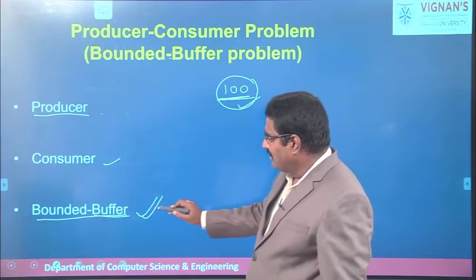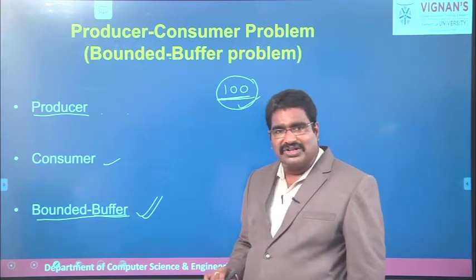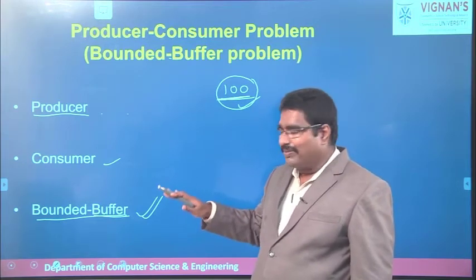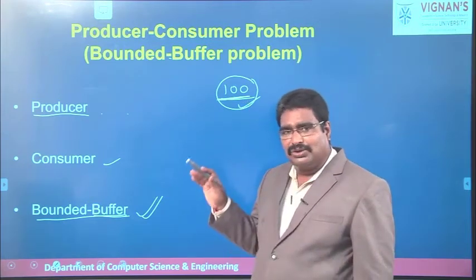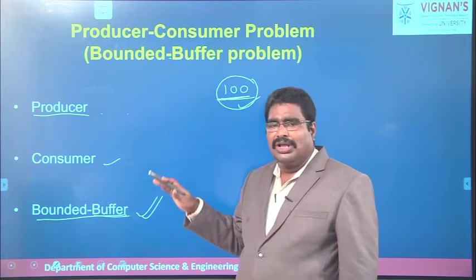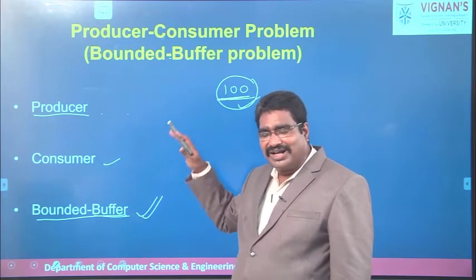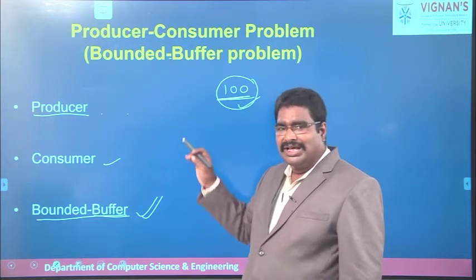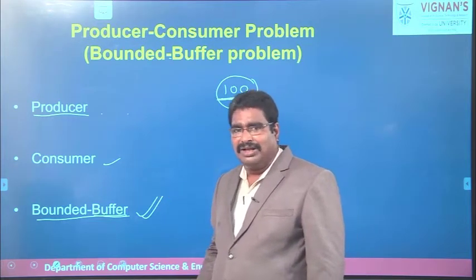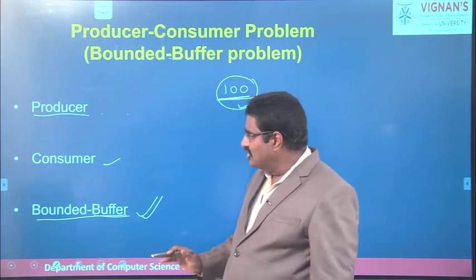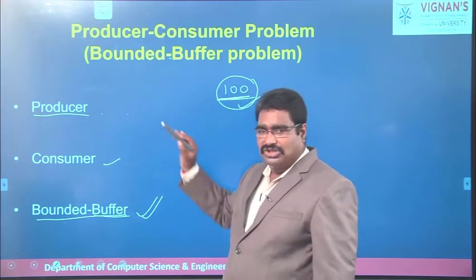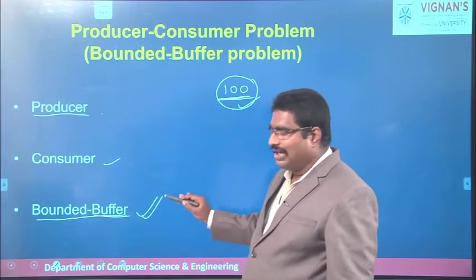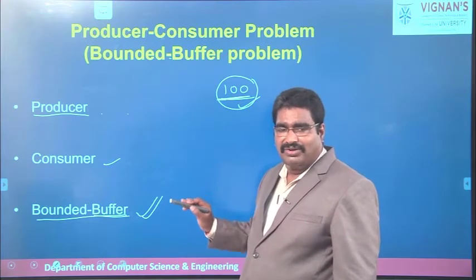And here we are assuming a bounded buffer, that is nothing but there exists a maximum limit on the buffer. It may be an assumption, it may be 100. The producer is able to store at maximum 100 items. If already 100 items are available and the producer wants to place one more item, he needs to wait until the consumer consumes an item. So I assume that you understand what a producer and a consumer process are, and similarly what a bounded buffer is.